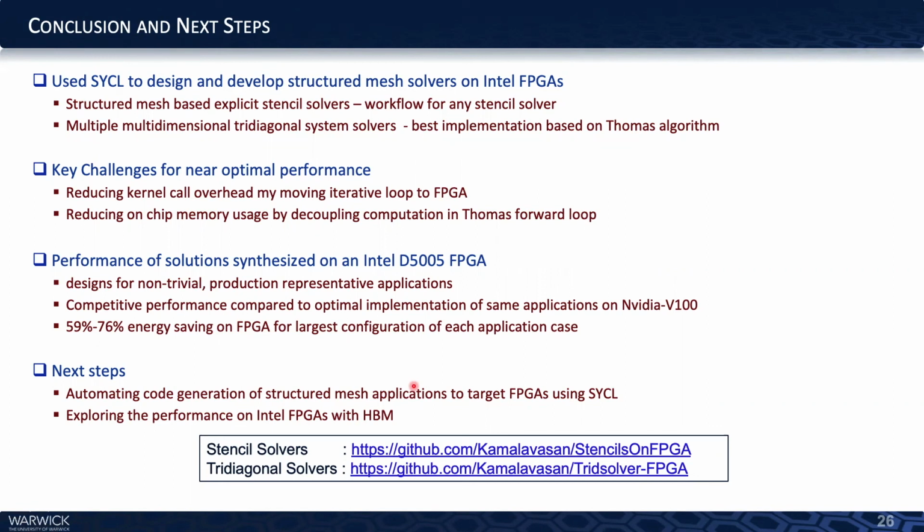The FPGA provides competitive or better performance compared to the optimized NVIDIA V100 implementation, with 59% to 76% energy saving for the largest configurations. As next steps, we are planning to automatically generate SYCL FPGA target code using a DSL and OPS later. We are planning to explore the performance on Intel FPGAs with HBM memory as well.